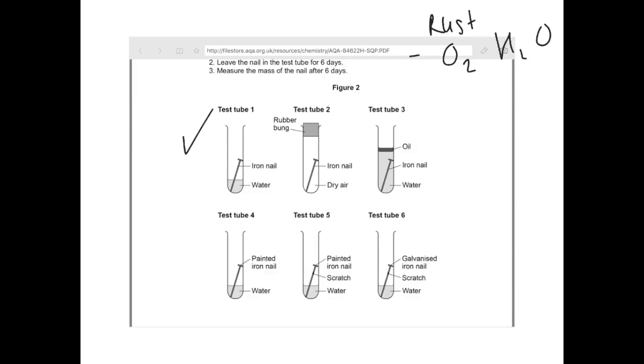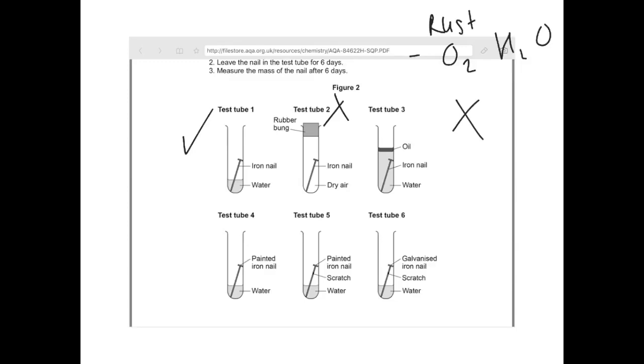Test tube 2, they've sealed it with a rubber bung and the air is dry, so effectively there's no water there, so no rusting can occur here. Test tube 3, well, we've got plenty of water, but the oil is preventing oxygen reaching the iron nail, so I wouldn't expect any rusting there.